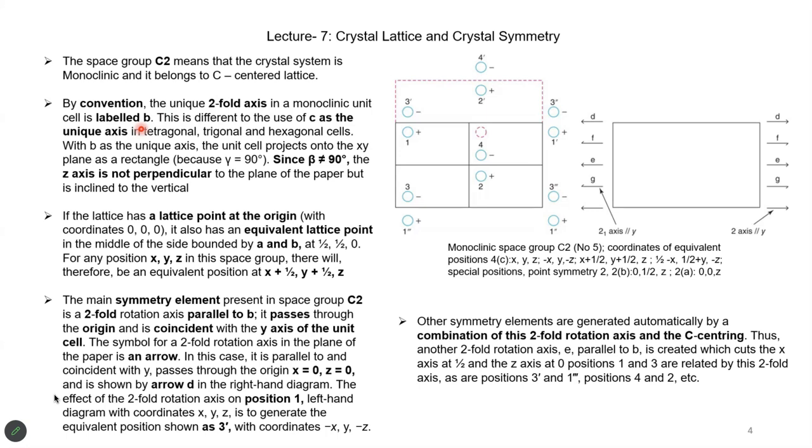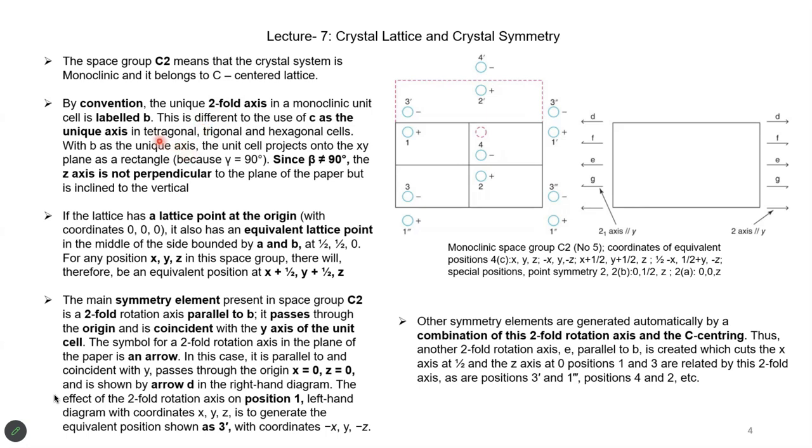Unique axis means, I repeat again, an axis by which, by convention, we can take all these space groups properly, specifying the axis. In the monoclinic system, the convention is that we take the 2-fold axis as the unique axis, and that is labeled as B. That means it's parallel to B.